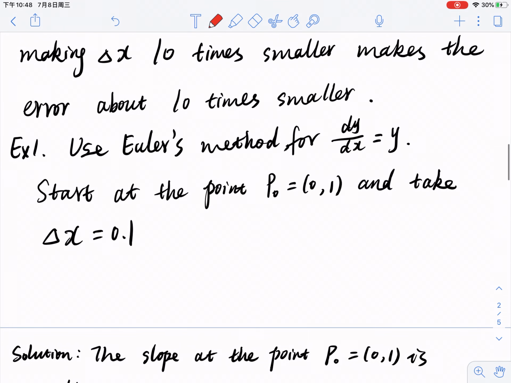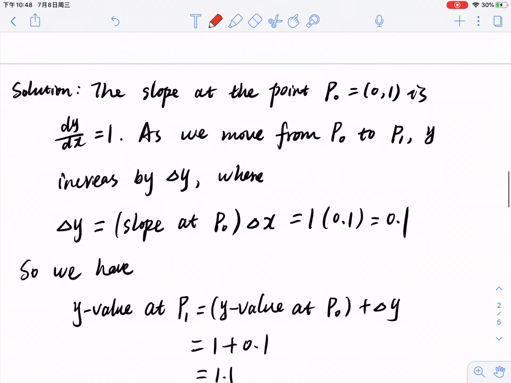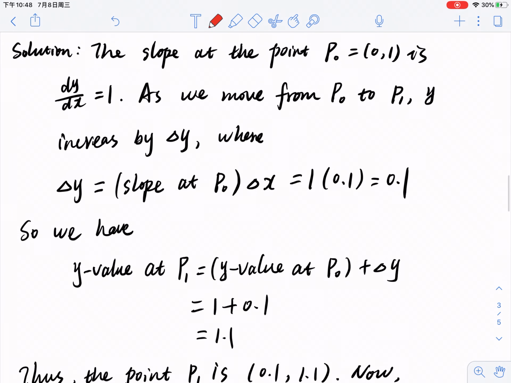So now we look at an example. Use Euler's method for dy/dx equals y, this differential equation. Start at the point P0 is (0, 1) and take delta x is 0.1. So the slope at the point P0 is 1, since dy/dx is equal to the y coordinate, which is 1. So its slope at this point is 1.